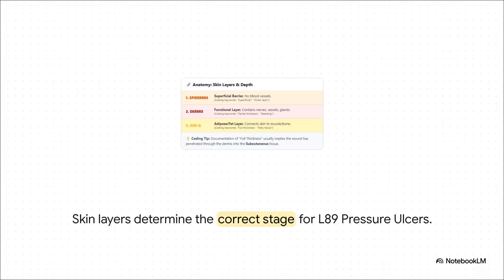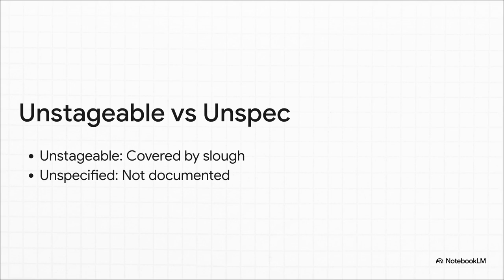When you're coding L89 pressure ulcers, depth is your guiding metric. The right code combination captures the precise site, the laterality, and the clinical stage. That stage corresponds directly to how deep the wound penetrates, from superficial skin all the way down to muscle or bone. Test makers absolutely love to trick you here.